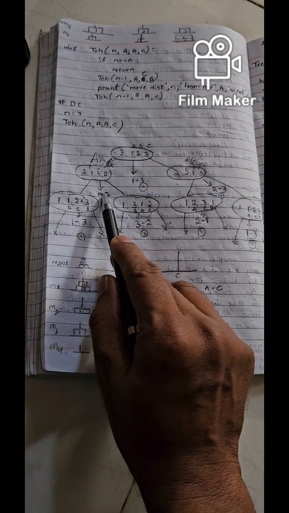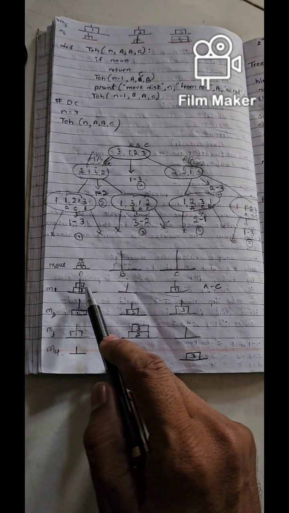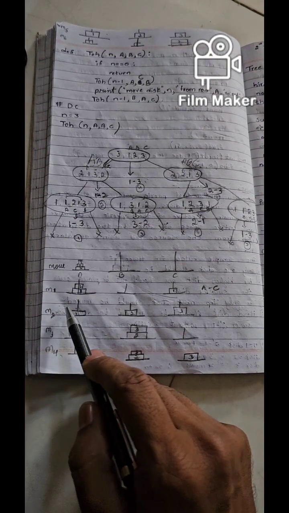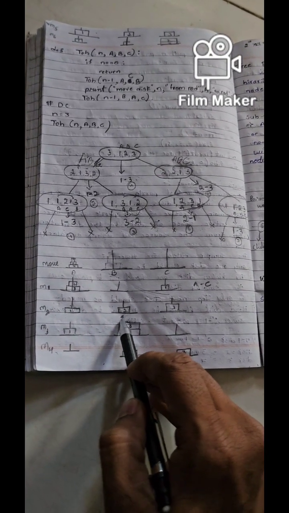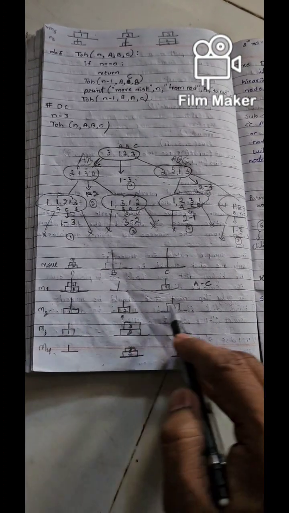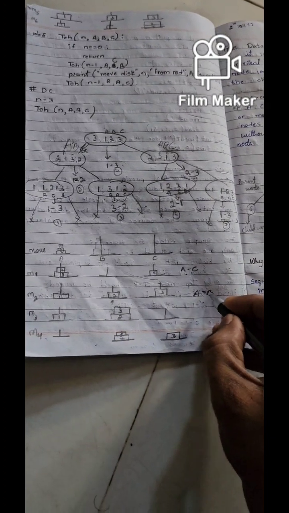In the second move, see here, 1 to 2. From rod 1 to the second rod, B. So A to B. You can write here A to B or 1 to 2.